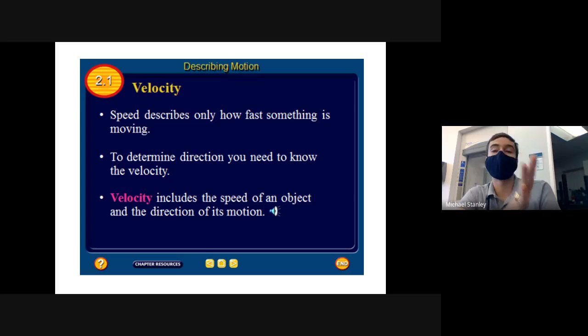So if you leave your house and you turn right onto the road, you're going to have a different velocity than if you leave your house and turn left on that same road, right? Even though you might be going the exact same speed, because the direction is different, the velocity is different. On the first one, when you turn right, you might be going 20 miles an hour to the east, whereas when you turn left, you're going 20 miles an hour to the west. Velocity includes direction.